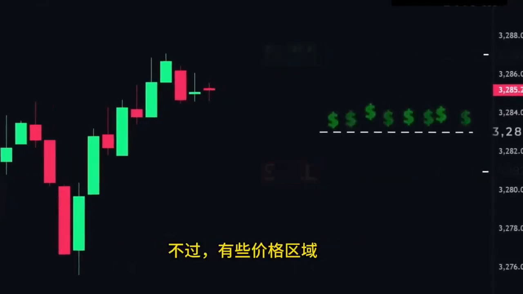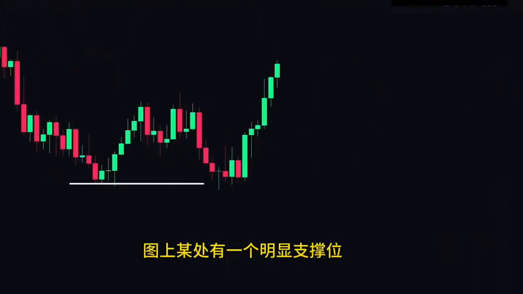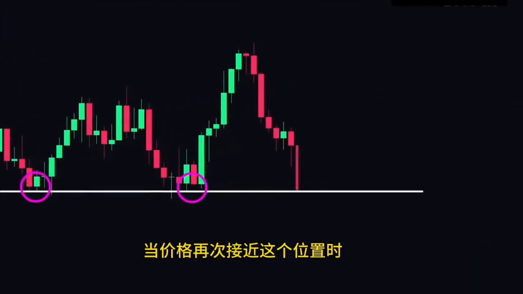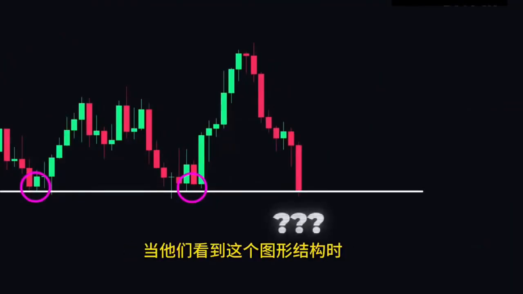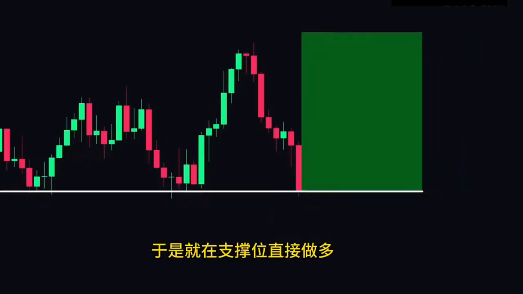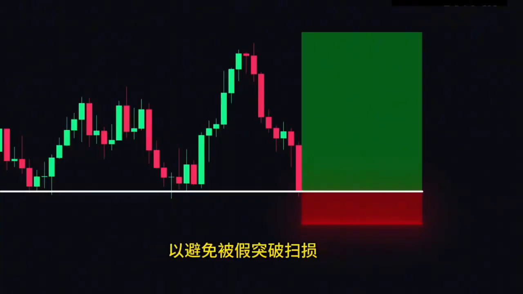However, there are certain price levels where there's more liquidity than others. For example, let's say there's a support level on a chart where price has bounced off twice. As price approaches that level again, what do you think most traders will do when they see this setup? They'll expect another bounce. So they'll enter a long position right at the support and place their stop loss just below it. If they're more cautious, they might place it further down to avoid getting stopped out easily.